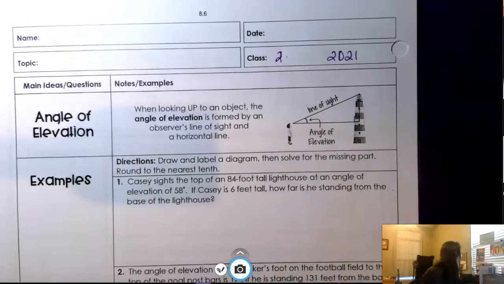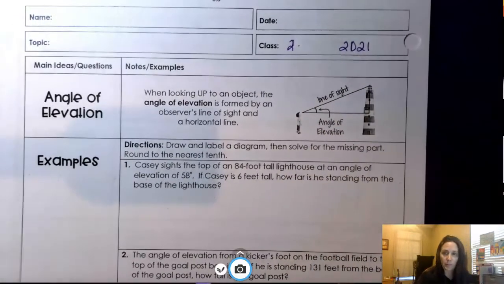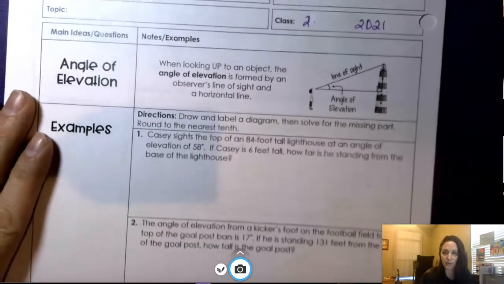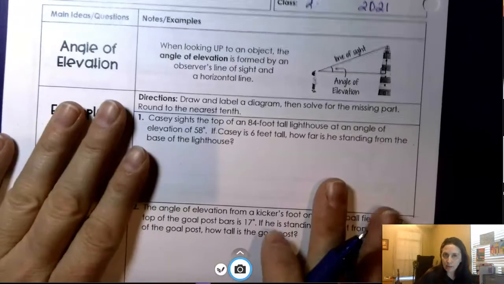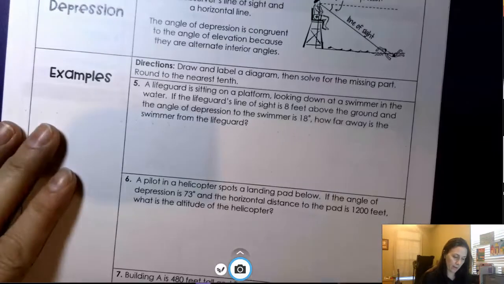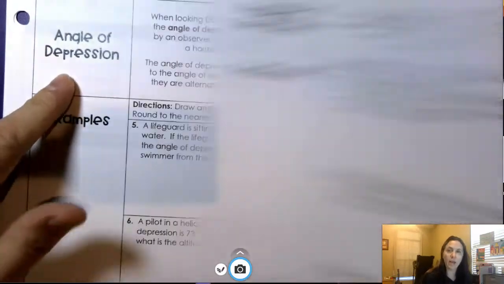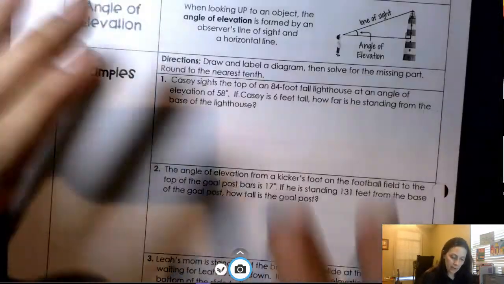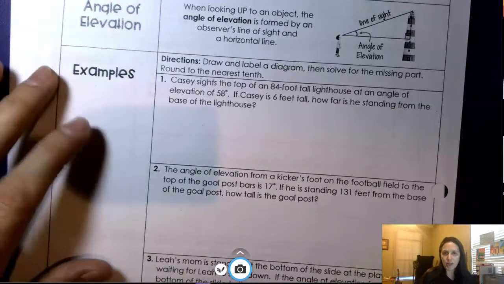We are in February 2021, and we're doing notes 8.6 today, so you should be open up to page 59. We're going to be talking about angle of elevation and angle of depression today. So every problem is a word problem. We're going to need to draw a triangle.